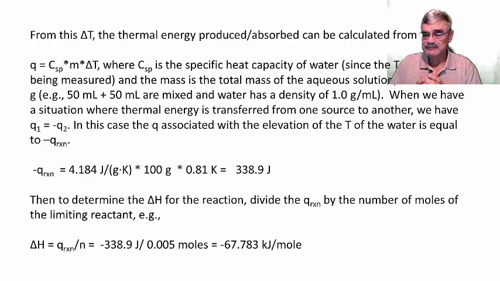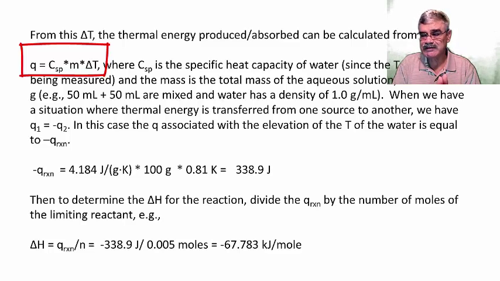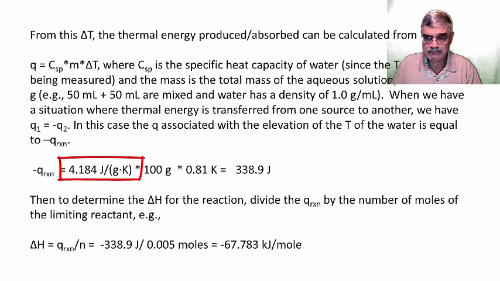Now, from that delta T, that 0.81 degrees increase in temperature, we can calculate the thermal energy that has been released from the chemical reaction to the aqueous solvent. We plug that into the equation for the specific heat of water, and we've rearranged that equation to solve for Q. Q is equal to the specific heat of water times the mass of water times that delta T. Now, the specific heat capacity of water, we know that value. That's 4.184 joules per gram per degree Kelvin.